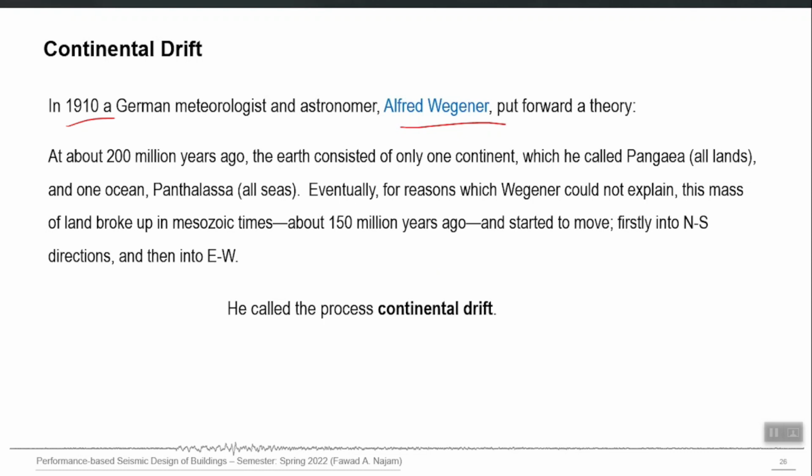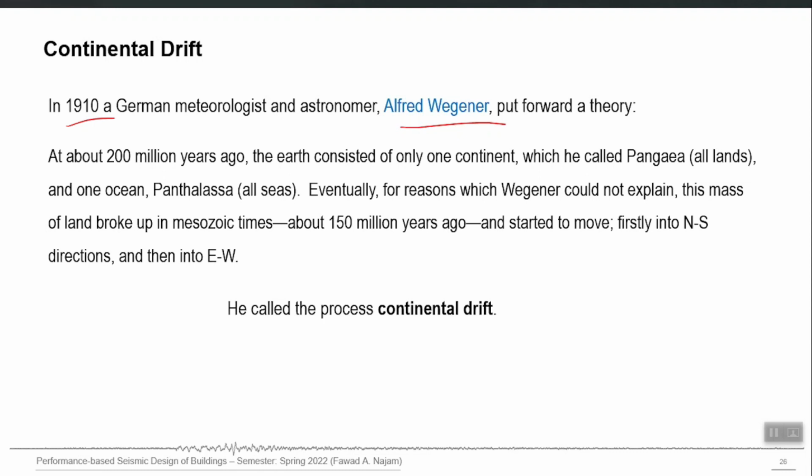Alfred Wegener said that around 200 million years ago, the earth consisted of one big piece of land or one continent, which is called Pangaea, and there was only one ocean, one piece of land, one ocean. For some reason which Alfred Wegener at that time couldn't explain, later we came to know the actual reason, he said that it broke apart into different big chunks or pieces of land, and they started moving in different directions with a very small rate of movement, like 1 centimeter per year.